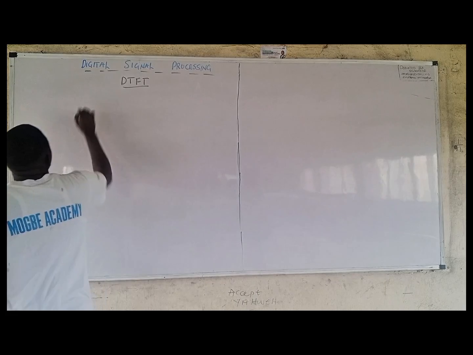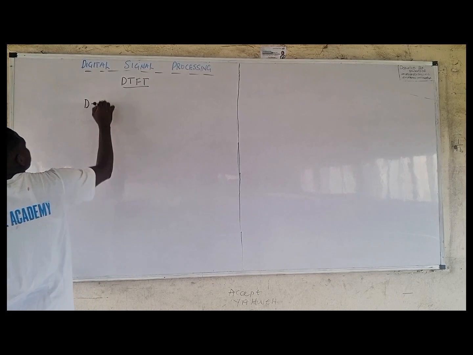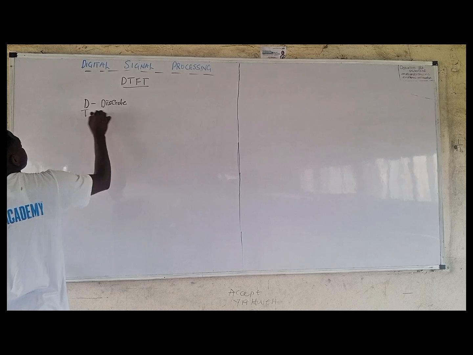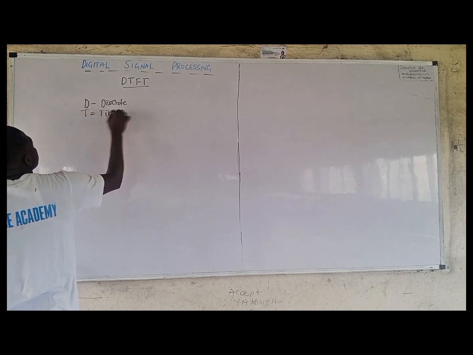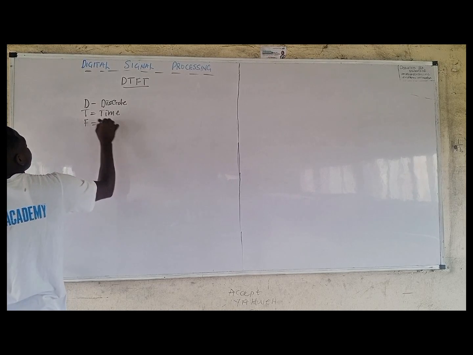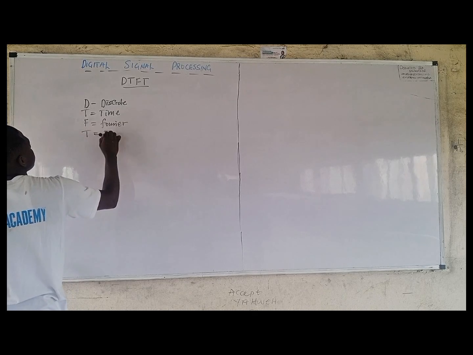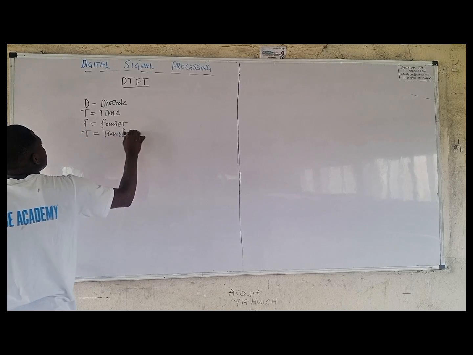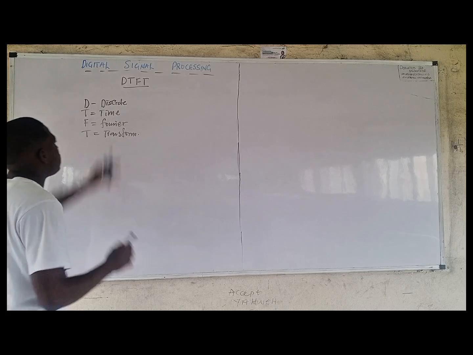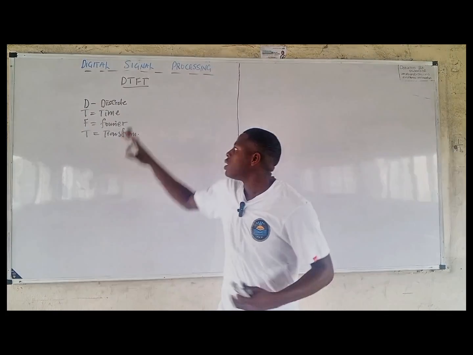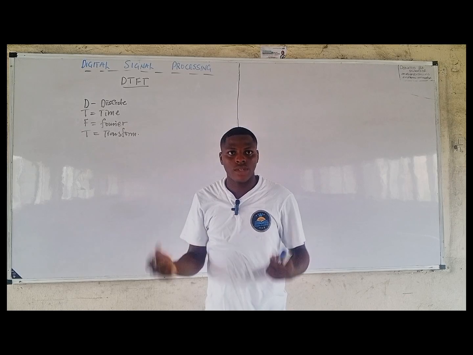So basically, your D here simply stands for discrete. Your T stands for time. Your F here stands for Fourier. And the last T stands for transform. So basically, we are not using this long word, but we are using DTFT to represent discrete time Fourier transform.